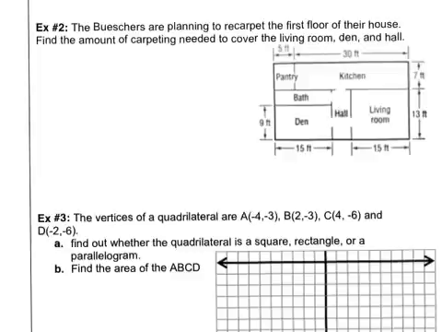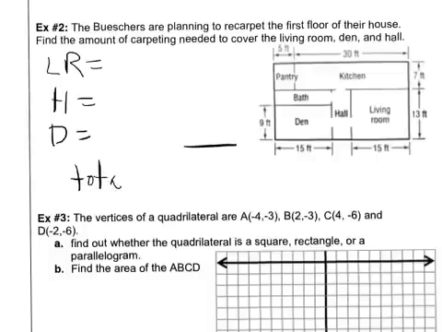Alright, the Bushers are planning to recarpet the first floor of their house. Find the amount of carpeting needed to cover the living room, den, and hall. Alright, we only need the living room, the hall, and the den. So what I would recommend is that you find the living room area, find the hall area, and then find the den area. Add those all up, and the total area will be how much carpet you need. I'm going to let you guys try this one on your own because I don't think it's that hard. So go ahead and give it a shot and pause the video and check back for the answers.